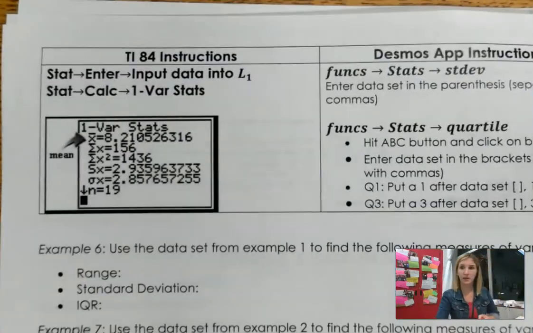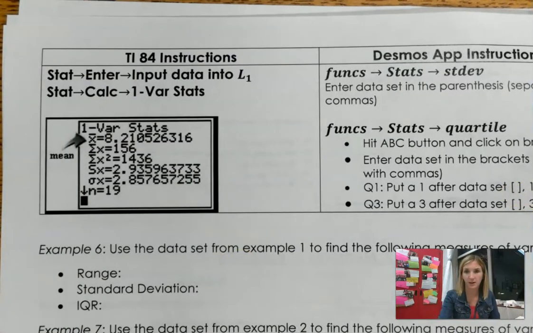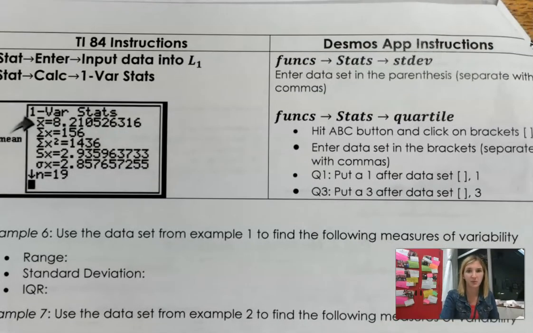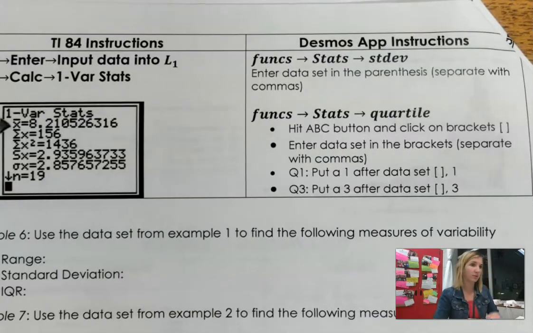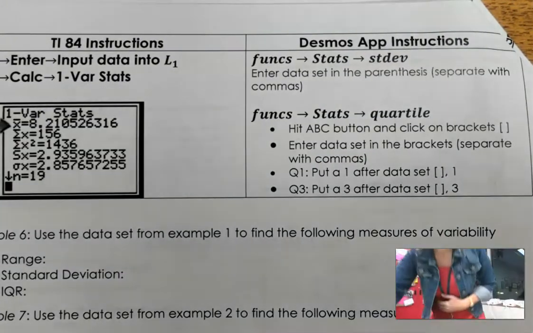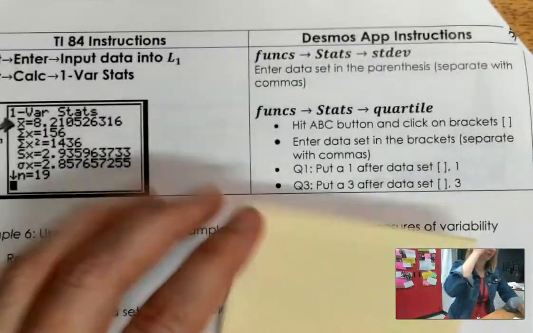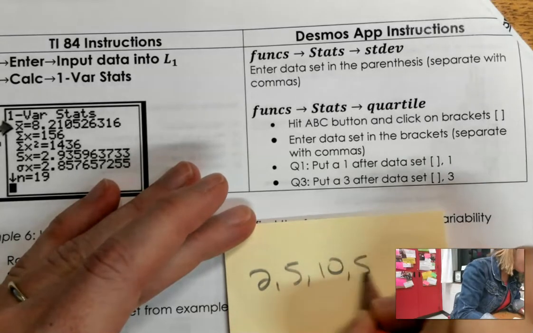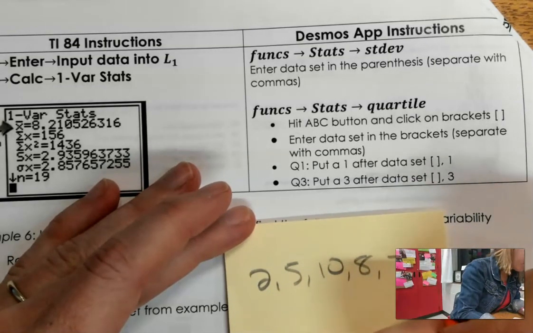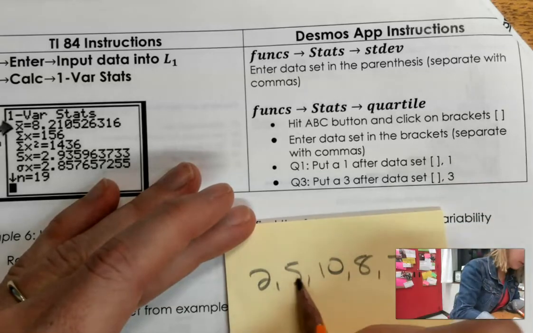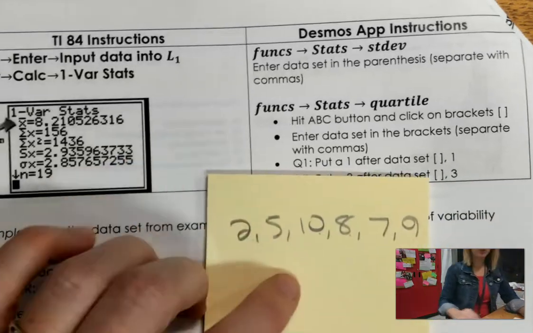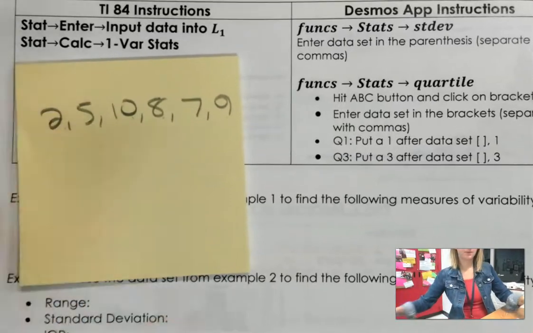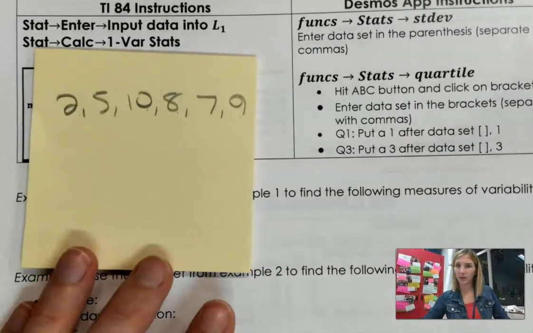All right, I assume that none of you have the TI-84s because I have them here in my classroom. So I'm going to show you how to put the data set into the Desmos app to figure out the IQRs. All right, we'll do this data set of 6. I'm going to go to my Desmos app.